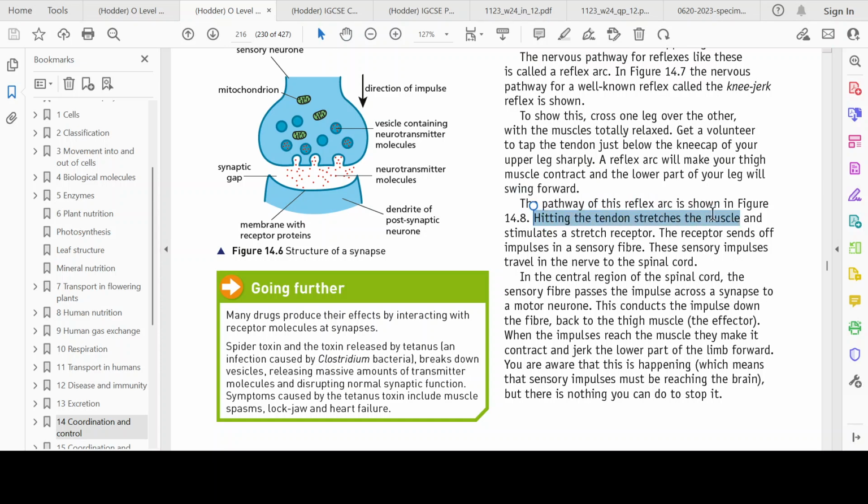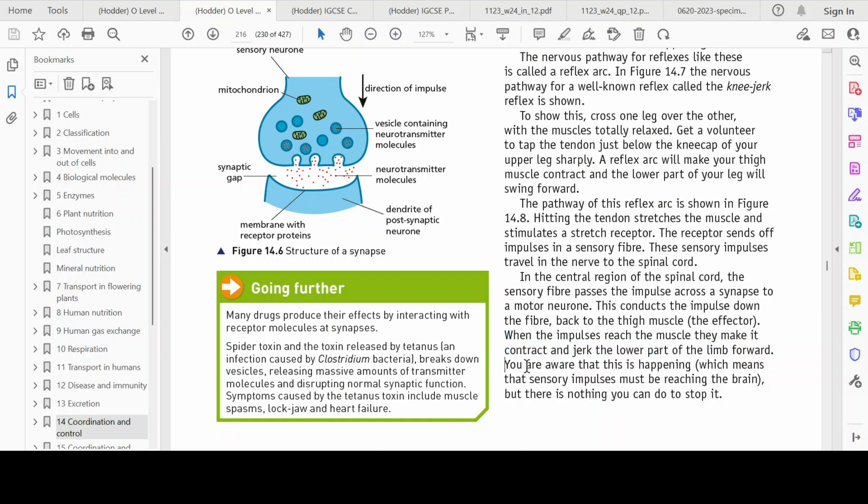Hitting the tendon stretches the muscle and stimulates the stretch receptors. It sends an impulse to the sensory fiber that takes it to the spinal cord. In the spinal cord, the sensory fiber passes the impulse across the synapse to the motor neuron, which takes it back to the thigh muscle, and then the muscle contracts and your foot moves forward. So the lower part of your limb moves forward.